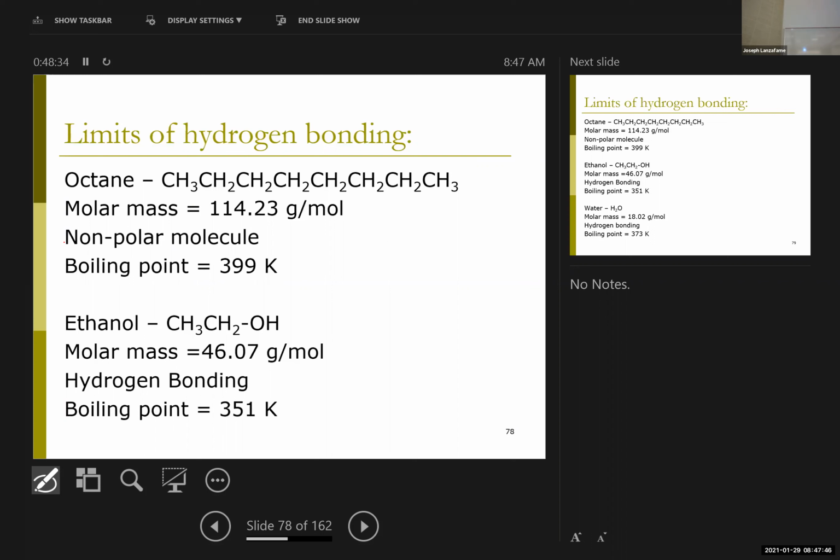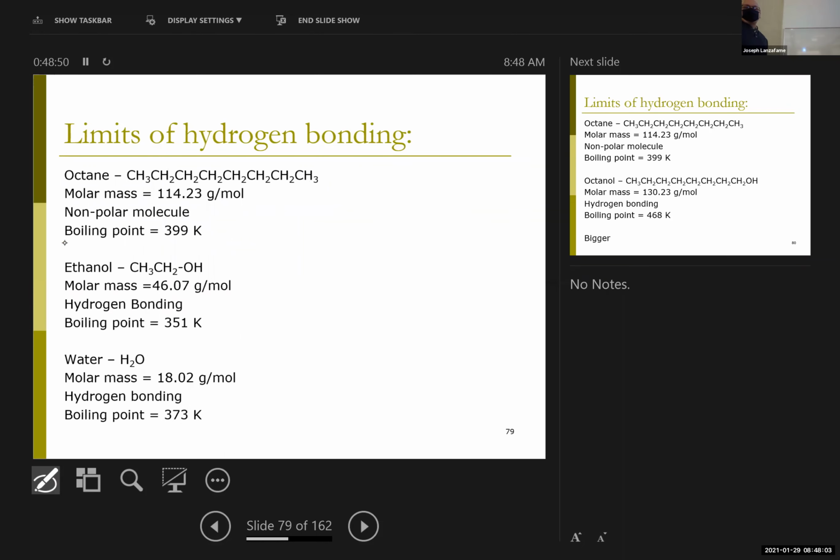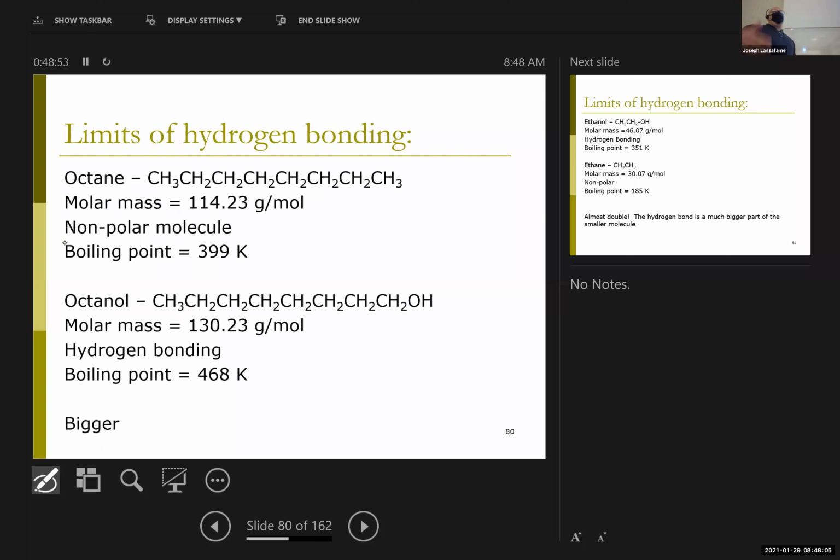Without the hydrogen bond, I would expect there to be a much bigger difference in boiling point, right? But that hydrogen bond, even though it's stronger, isn't enough to overcome the cumulative effect of size. And in fact, if you look at two big molecules, one of which hydrogen bonds and one of which doesn't, octane and octanol, yes, the hydrogen bond has an effect, but it's not this outsized effect that you see with the tiny water molecule.